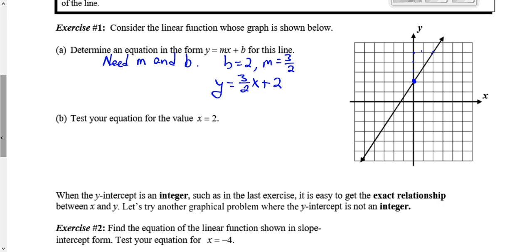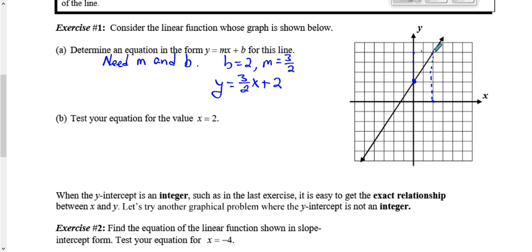All right, so now they want us to test our equation for x equals 2. Well, let's look over at the graph. What happens when x equals 2? What's the y that comes out? Or do you want to take some more time to count? I'll give you a couple minutes. It's 5. So if we put this x of 2 into that equation, we should get a y of what, guys? 5, right? Let's see.